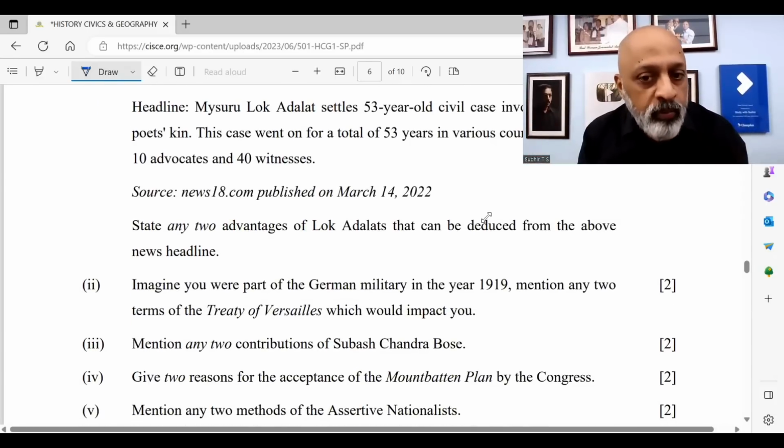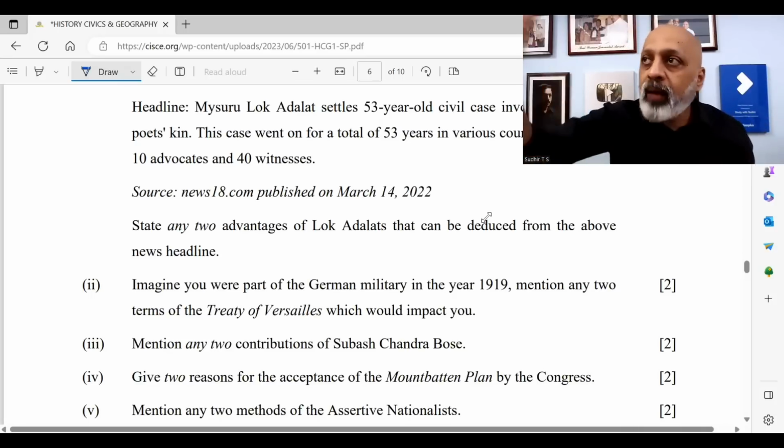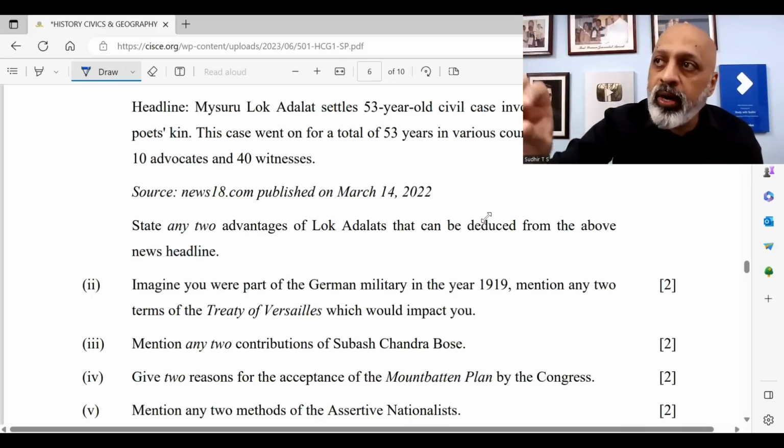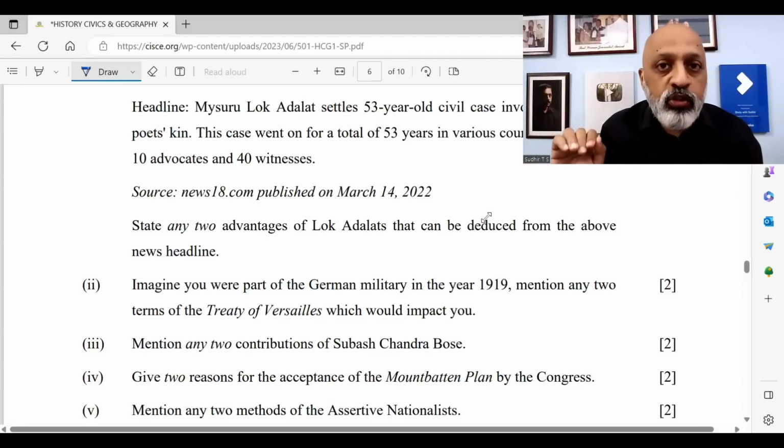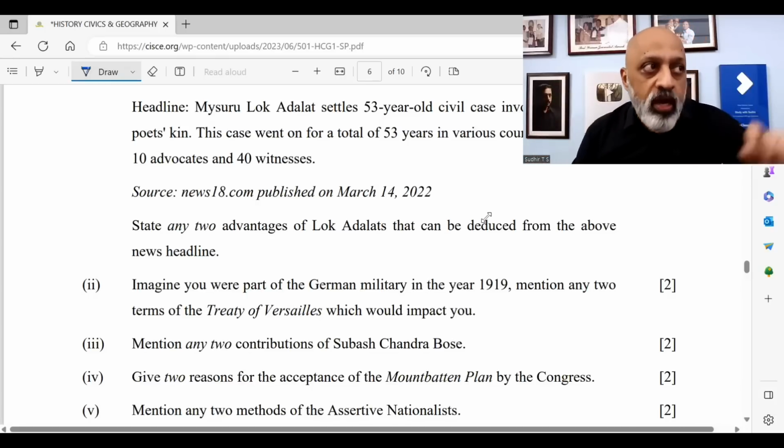Imagine you were part of the German military in 1919. Under military terms, if you went in having memorized 3-4 things like Alsace Lorraine, Saar coal mines, the indemnity to be paid, and forgot the military part, then you will not be able to answer this 2-mark question. So you need to know what were the military fallout of the Treaty of Versailles.